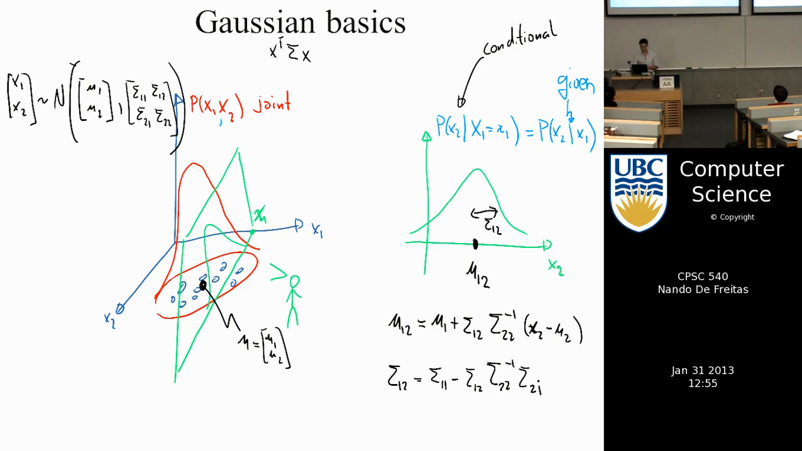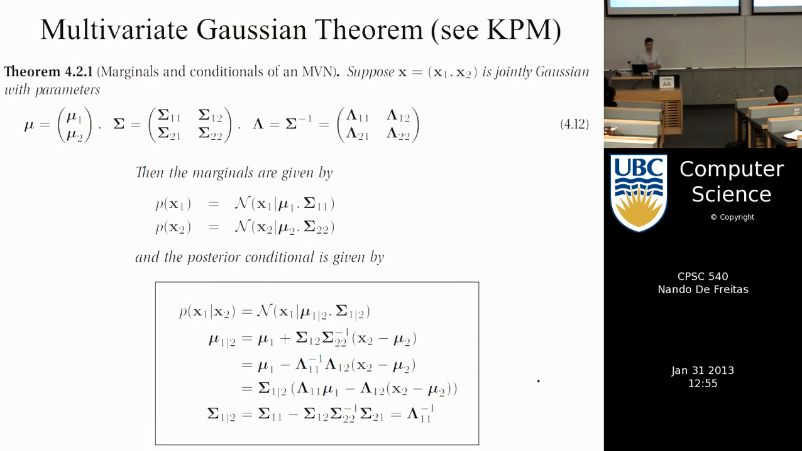That essentially is what this theorem is saying from Kevin's book. The theorem says, consider a multivariate Gaussian. We're going to consider two blocks of that multivariate. So there's going to be a vector x1 and a vector x2. So far, because I've been plotting, I've assumed that x1 is scalar and x2 is scalar. But of course, the treatment is much more general.